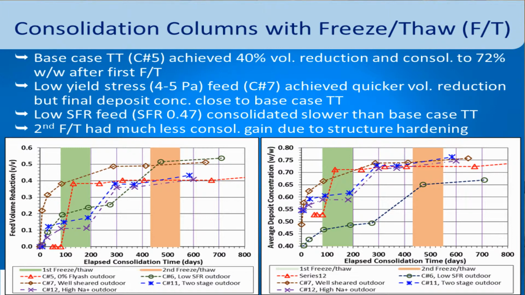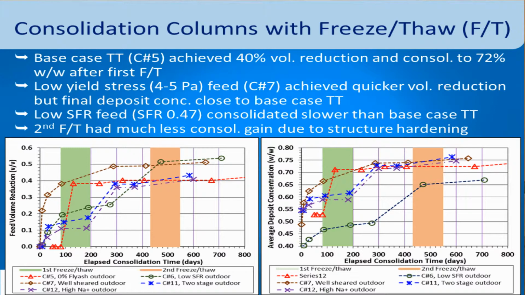However, it's not included, but the data included here show you that base case TT achieved 40% reduction after freeze and thaw, and concentrated to 72% after the first freeze and thaw. This data is very close to Dr. Siegel's observation back to '92.